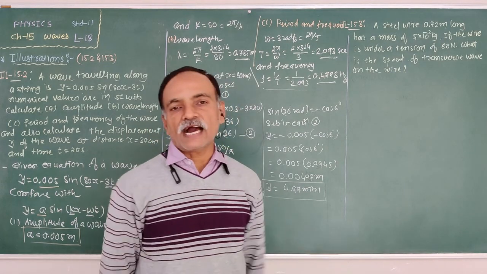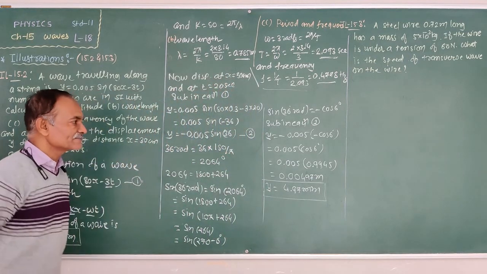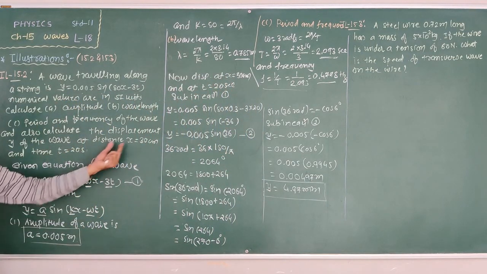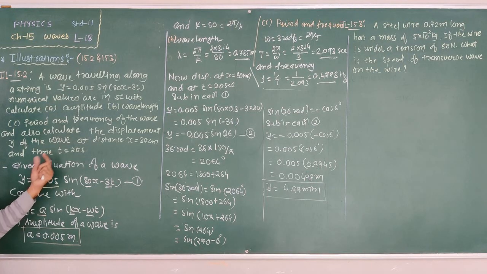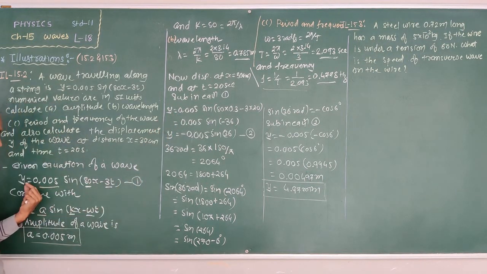Up to this is generally asked in exam. Now, how do we find out the displacement of a wave at a given position, given distance and given time? So equation 1 is y is equal to 0.005 sin 80x minus 3t.